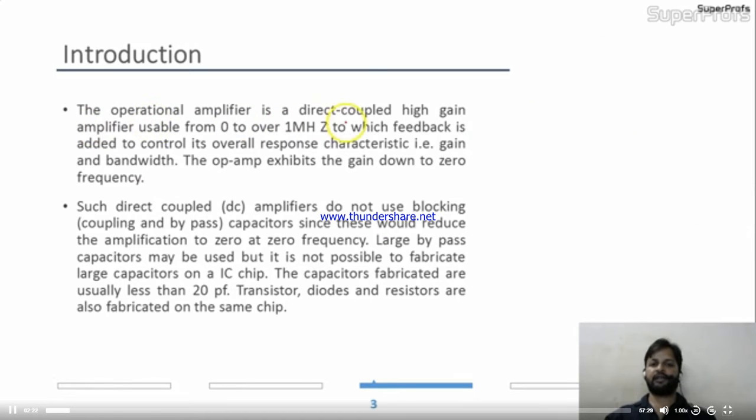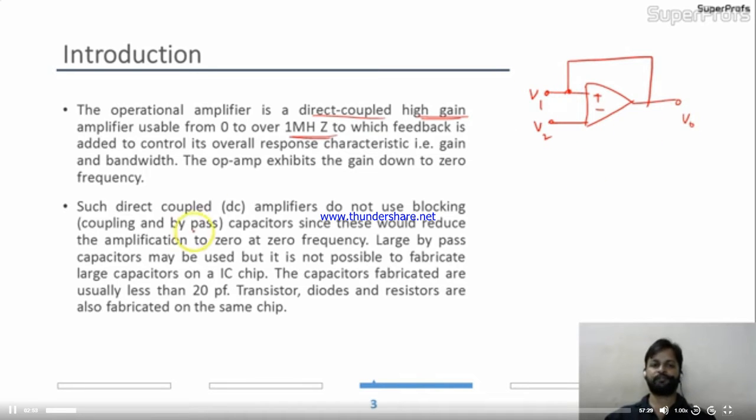So the operational amplifier is a direct coupled, very high gain amplifier, usable from 0 to 1 megahertz. For very high frequency it can work, and feedback is added to control its overall response and characteristics. Means we can add the feedback also. This will be the circuit in which you not only have input and output, but you have feedback also from the output. You can apply your feedback to either of these two input voltages or terminals.